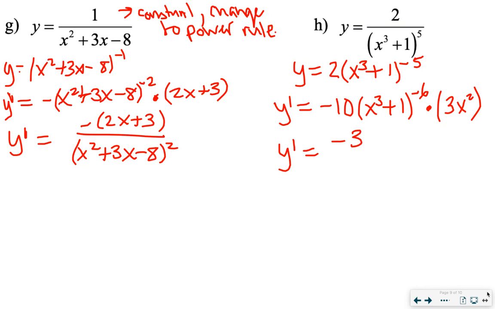I get negative 30x squared over (x cubed plus 1) to the negative 6. Oops, sorry, plus 1 to the 6. There we go. Excellent.